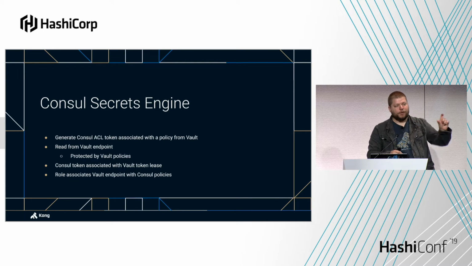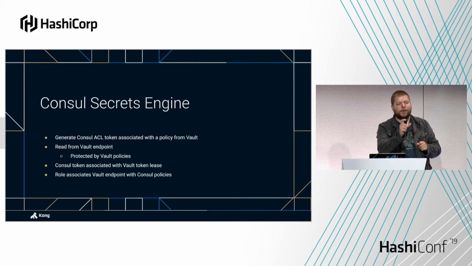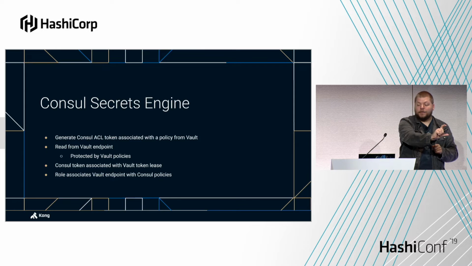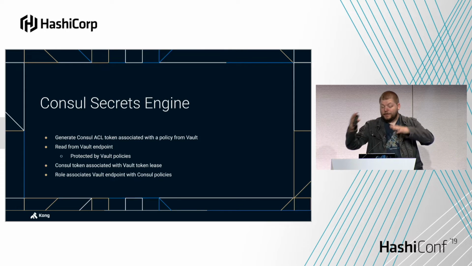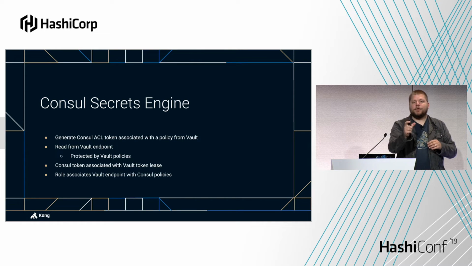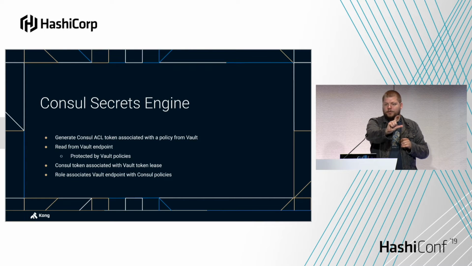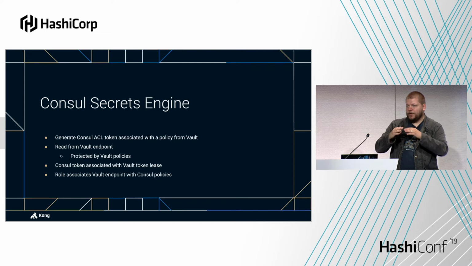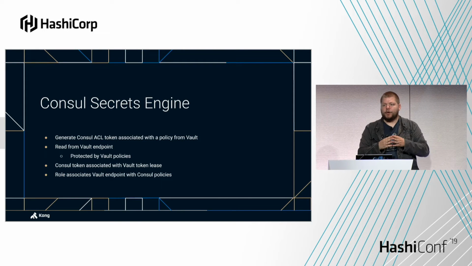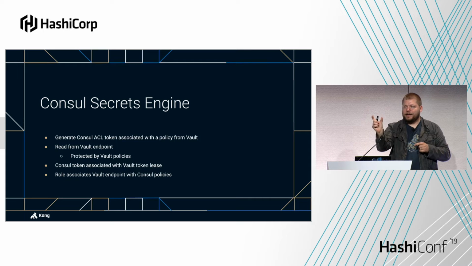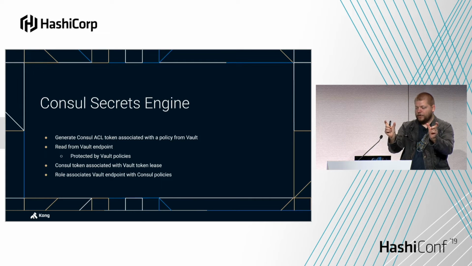And since this is a Vault secrets engine, like any other engine, the read endpoint is protected by Vault policies that we've set up. And since this is a Vault secrets engine, the ACL token that we're generating is associated with the lease of the Vault token that was created based on that IAM binding. So we don't have to worry about extra TTLs, we don't have to worry about extra life cycles. We can tie in an ACL token strongly with a Vault token.